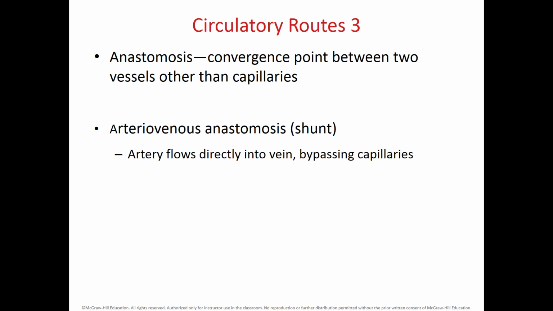The definition of anastomosis will be the convergence of two vessels other than capillaries. And if you have a connection between an artery and a vein, you will have what we call a shunt or arteriovenous anastomosis. In this case, the artery will flow directly into the vein, bypassing the capillaries.